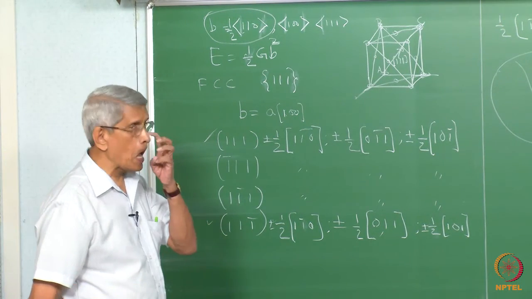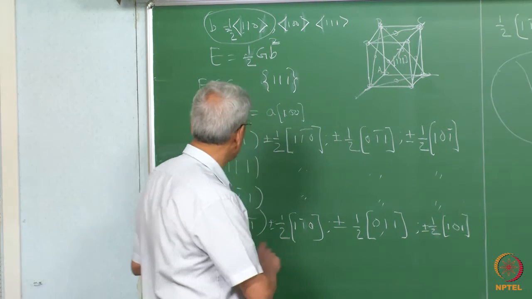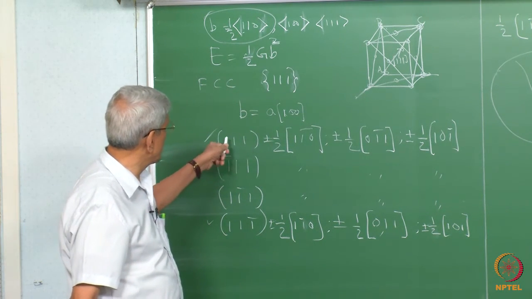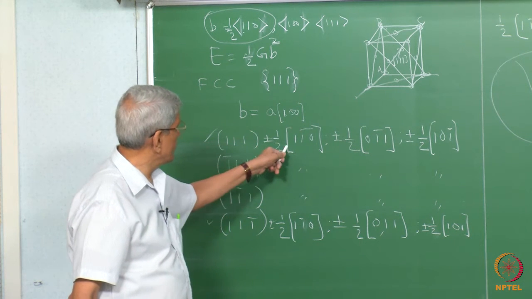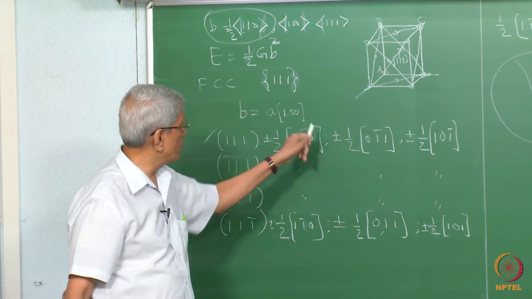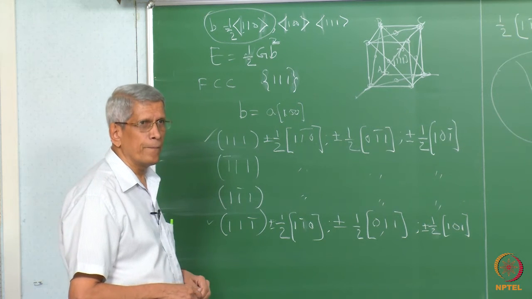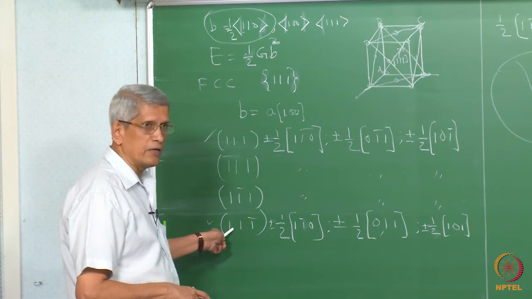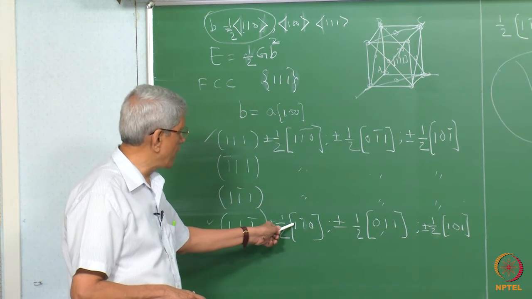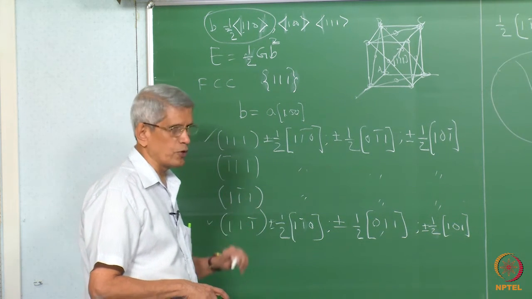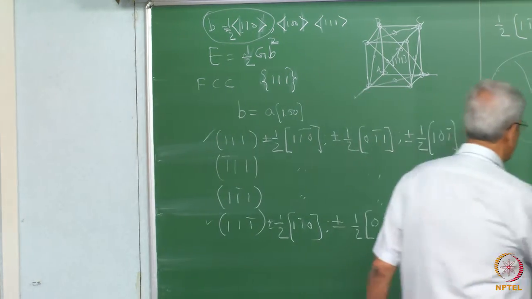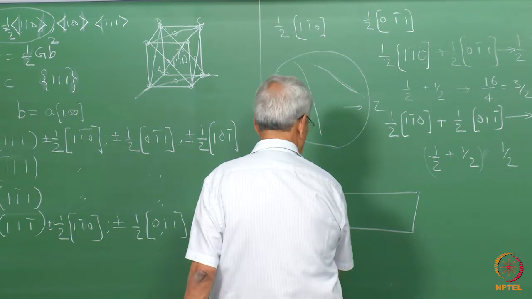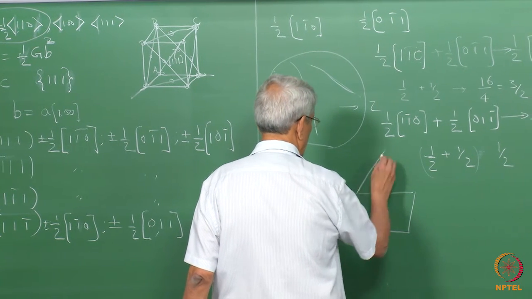Okay. Let us assume the case that a dislocation is there in this plane which has a Burgers vector half 1, 1 bar 0. Another dislocation is there in this plane, which is moving in this plane, which has also got a Burgers vector half 1, 1 bar 0. That is essentially what we are trying to do: this is one slip plane. Okay.